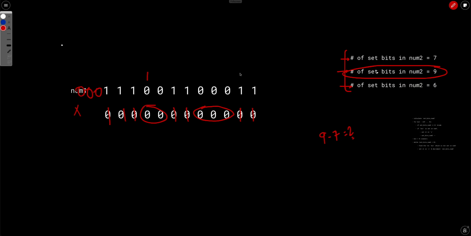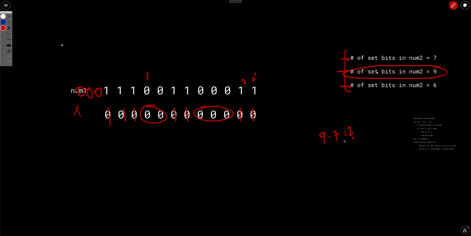Now, as discussed, this will contribute 2 to the power 0 to the answer. This will contribute 2 to the power 1 to the answer, and so on and so forth, right? So you want the minimum possible XOR. So you would not want to set the rightmost bit first. Instead, you would want to set the leftmost bit first. So what you will do, you will start iterating from the right to the left and see whichever bit is unset in num1, you will set that bit until you exhaust that count. Okay, so hope this argument makes sense.